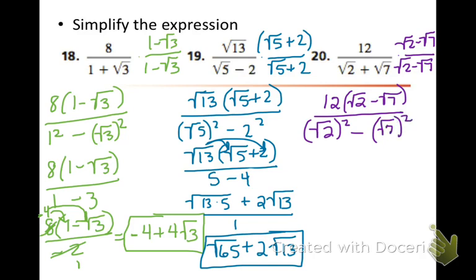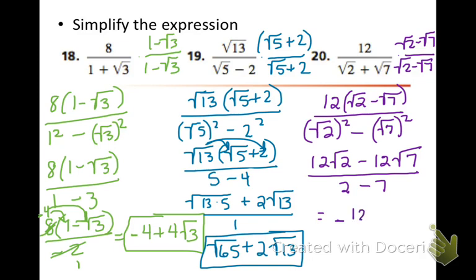So if I distribute, I get 12 square root of 2 minus 12 square root of 7 all over, and then I'll have the square root of 2 squared, which is 2, and the square root of 7 squared, which is 7. So it's going to be over negative 5, so the whole thing will be negative then. Negative 12 square root of 2 minus 12 square root of 7 all over 5.